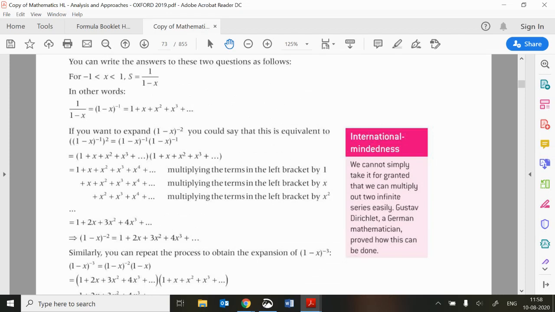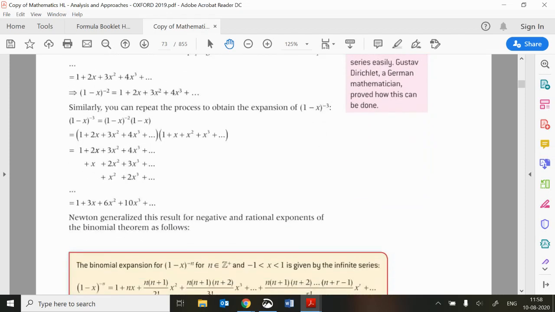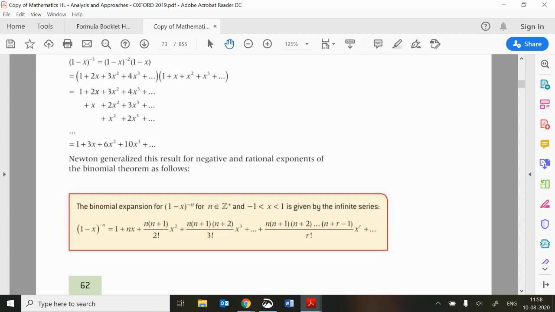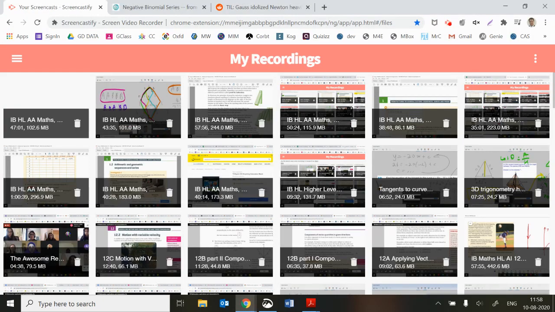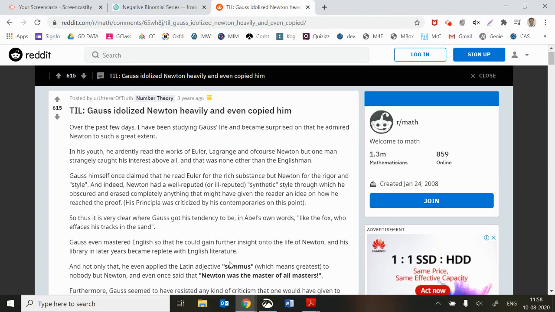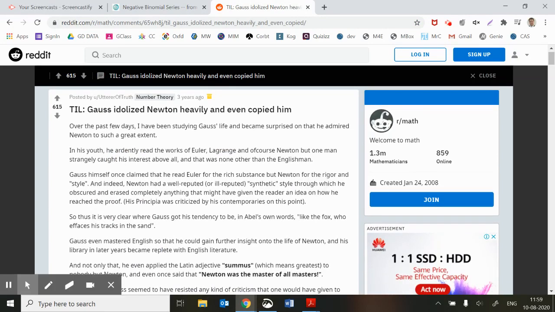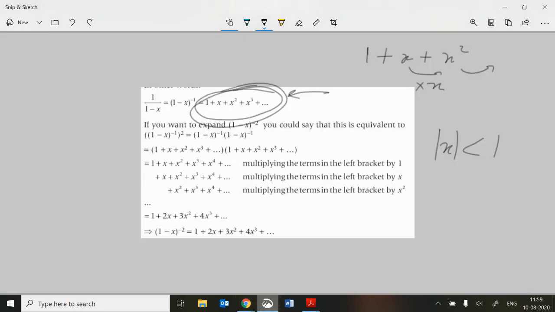And in the book, it's kind of interesting. They say Newton generalizes this result for negative and rational exponents of the binomial theorem as follows. Okay, well, they're talking about a bit of maths history there. You're not going to be tested on that, but this is the era of Newton and Gauss. I mean, there's some interesting stuff there. You might want to read up on Newton and Gauss. I was just checking through some stuff as well. Newton's slightly older than Gauss. Listen, that's extra. Let's not go into it right now.